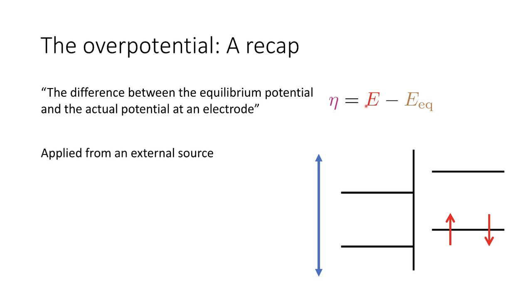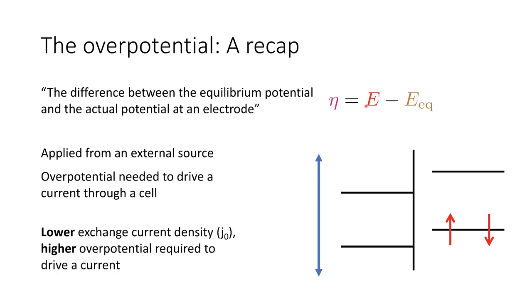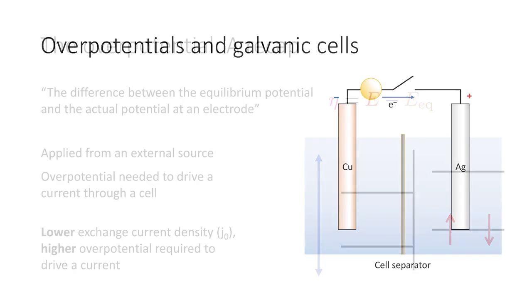We apply this overpotential from an external source. So we connect a potentiostat and drive this potential through an electrochemical cell. This overpotential is what we need to drive a current through the cell. So if we simply apply the equilibrium potential, we're not likely to drive a particularly high current. We need to drive a higher potential in order to overcome the kinetic barriers to the electrochemistry going on in our cell. Remember that we said the lower the exchange current density, the slower the rate at which electrons are exchanged at equilibrium, the higher the overpotential we need to drive a current through the cell.